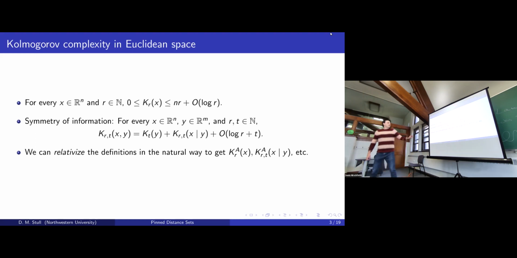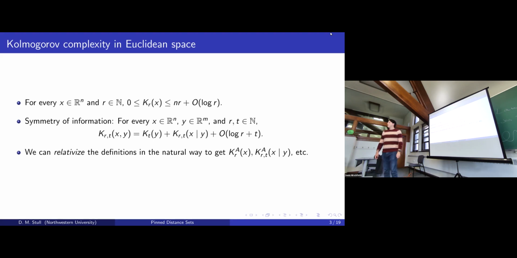Okay. The last thing that we'll need is that you can relativize all these definitions. Just take the underlying universal machine to be an oracle machine, and you can relativize everything we've seen to an arbitrary oracle.